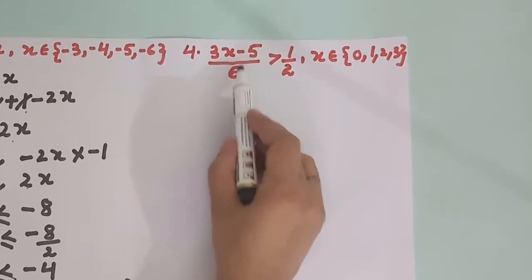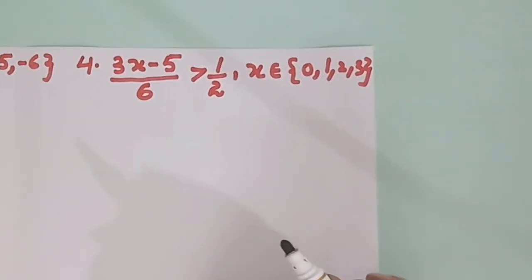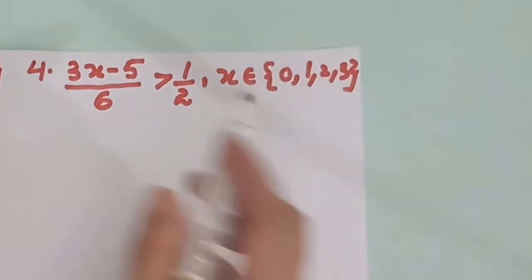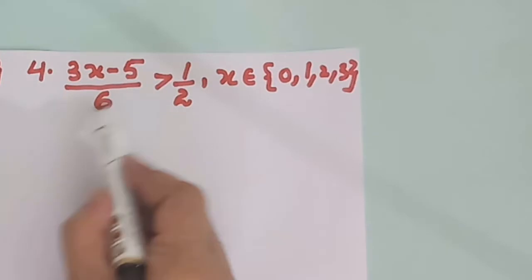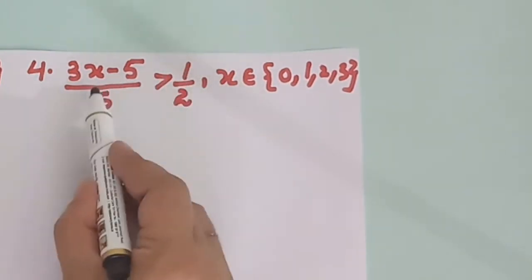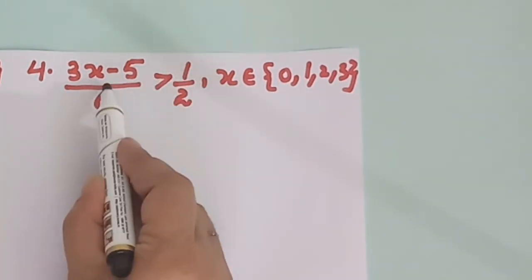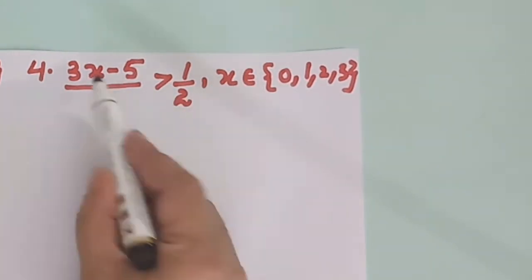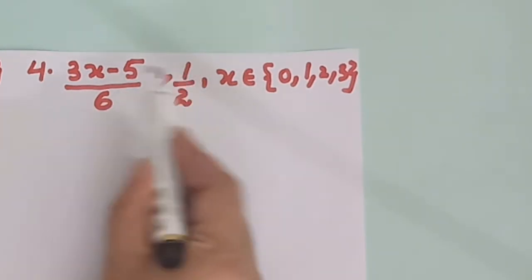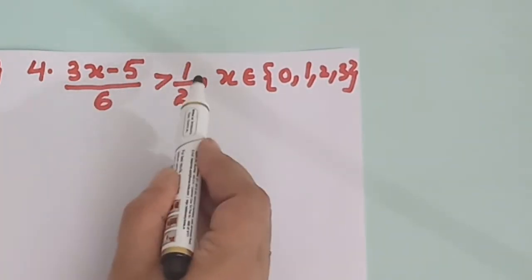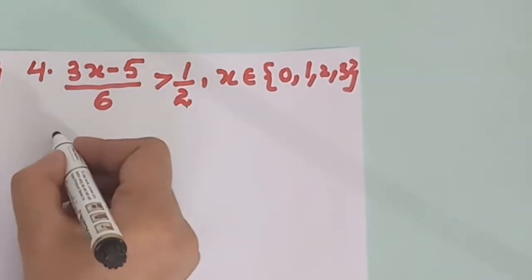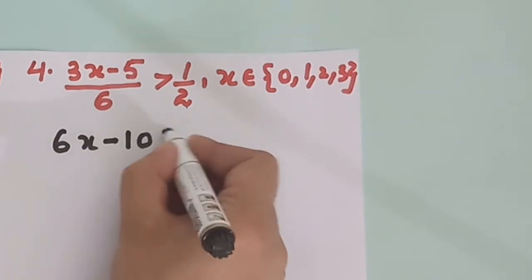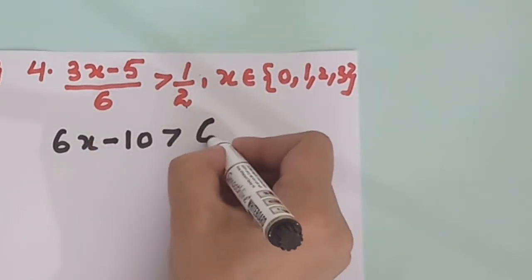You see that this is the fractional inequation. When we have an inequation in fractions, if you have a single term, simply cross multiply. If you have more than one term, you can take the LCM first and then cross multiply. Since we have only one term on the left hand side and one term on the right hand side, we can cross multiply. So this will become 6x minus 10 is greater than 6 into 1, which is 6.